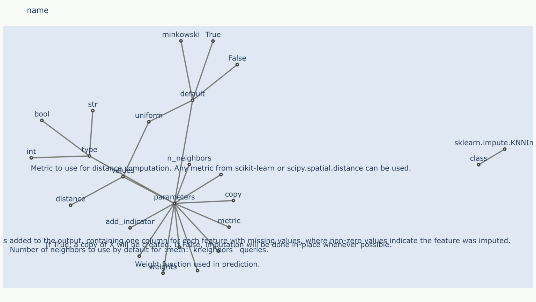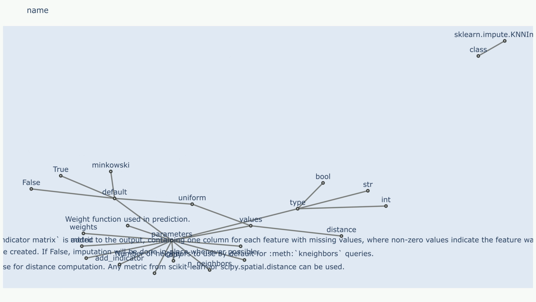6. Advantages of KNNImputer. Flexible, can be used for both numerical and categorical data. Handles nonlinear relationships, can capture complex relationships between features. Adaptive, adjusts to the underlying data distribution.